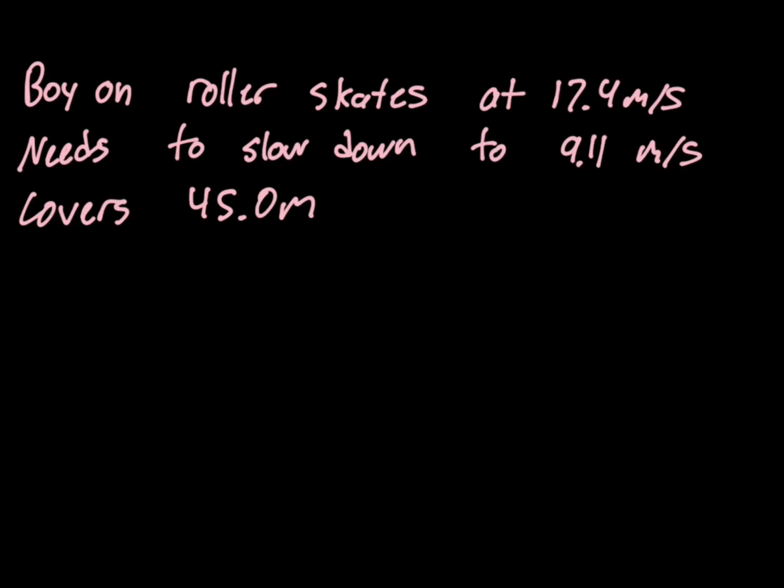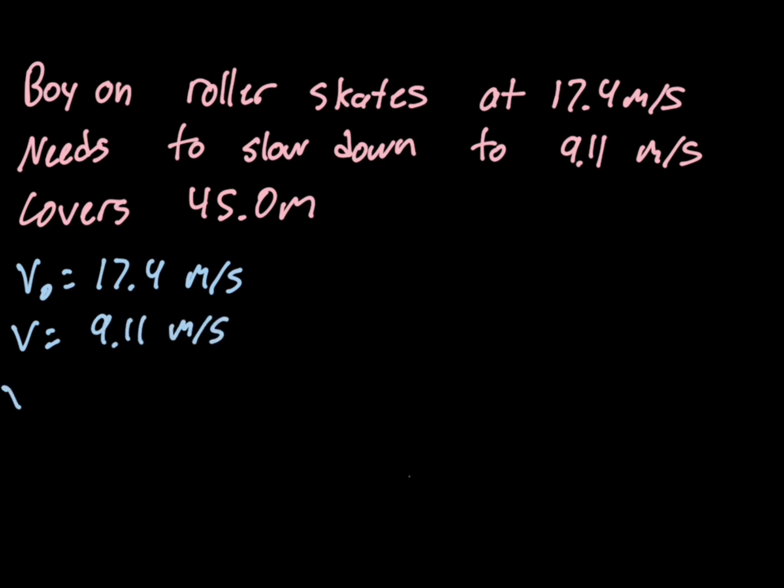So let's say that we have a boy on roller skates now. He's skating at 17.4 meters per second, and he needs to slow down to 9.11 meters per second. And in this time, he covers 45 meters. So how much time does he need to slow down? So let's write out what we know. We know that his initial speed is 17.4 meters per second. We know that we want his final speed to be 9.11 meters per second. And we know that the distance that he's covered, the displacement, is 45 meters. But we don't know the time it'll take.